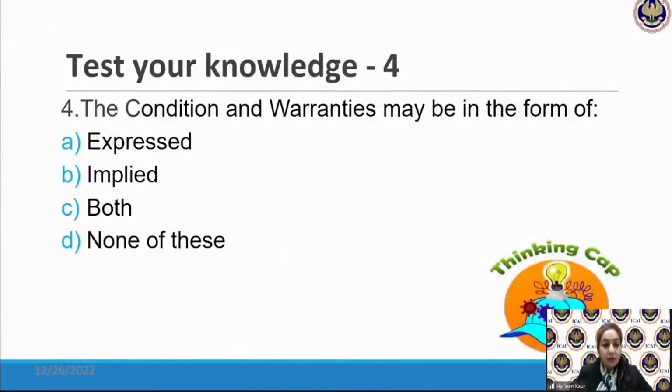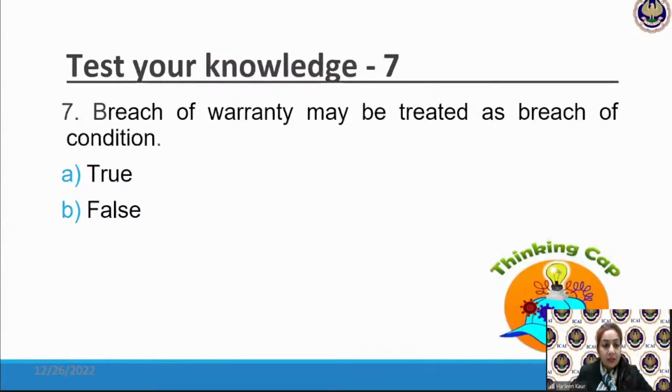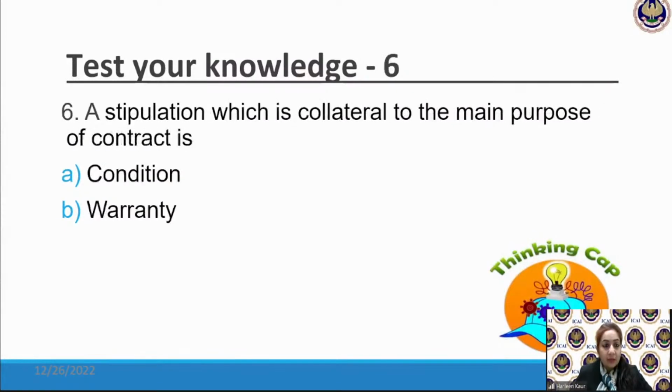We have discussed a few of the MCQs, and let us just complete, and it will be a test of yours as well. All right, the first MCQ for you for today's class is: a stipulation which is collateral to the main purpose of the contract is what? Is it a condition or is it a warranty? Send me answers quickly. What is it? Is it a condition or a warranty?